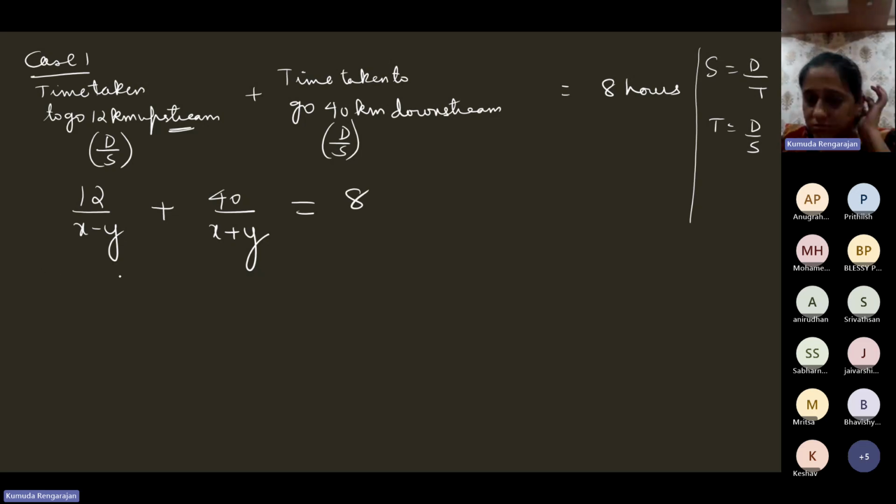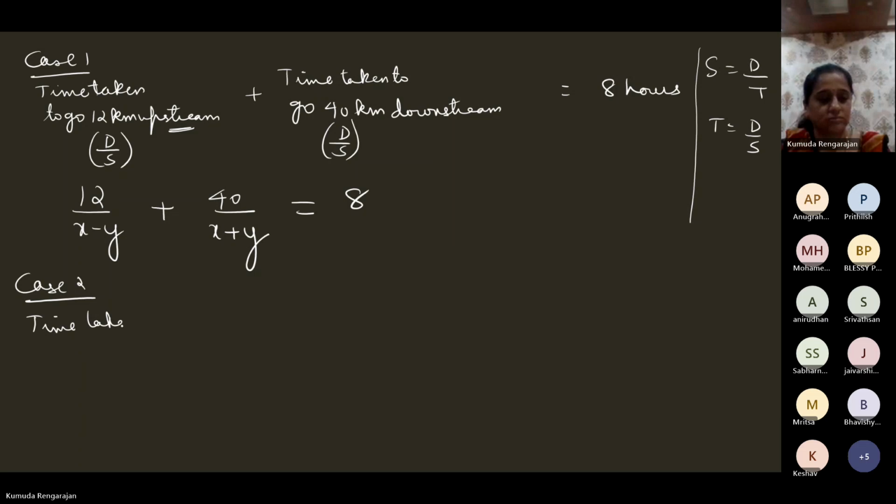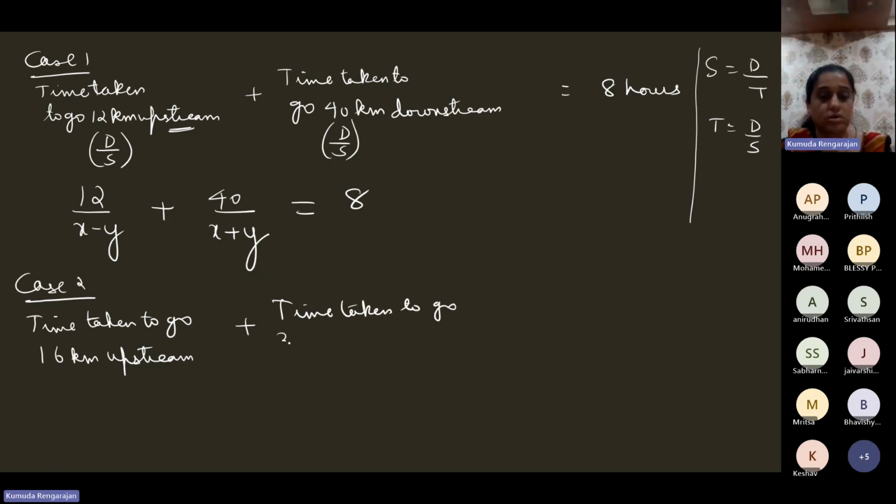We'll do the assumptions later. Case 2: the time taken to go 16 kilometers upstream plus the time taken to go 32 kilometers downstream is equal to the same time, which means it takes 8 hours.